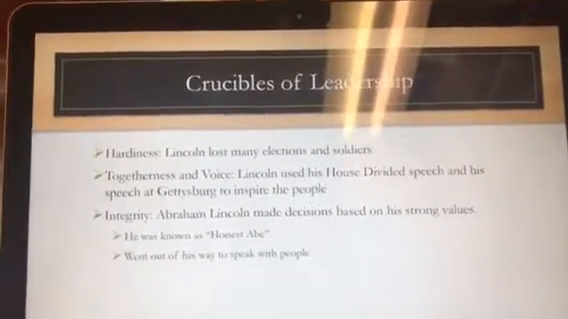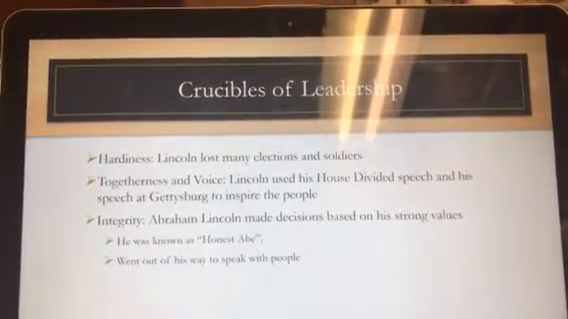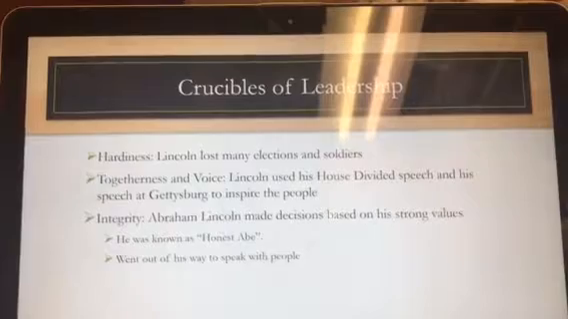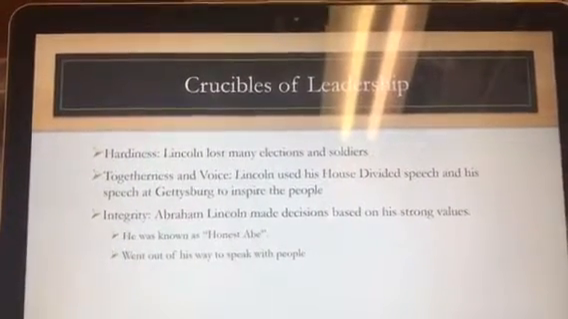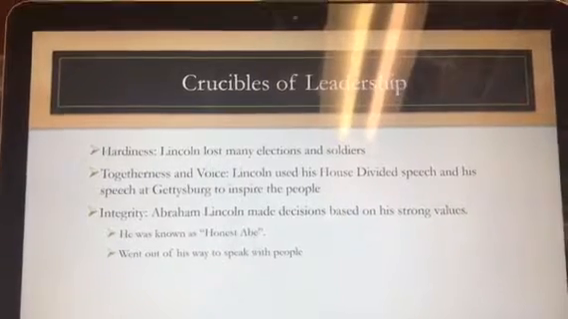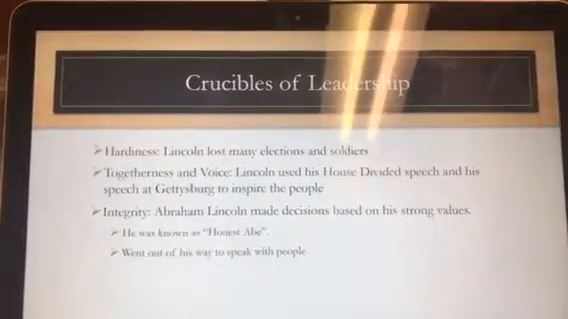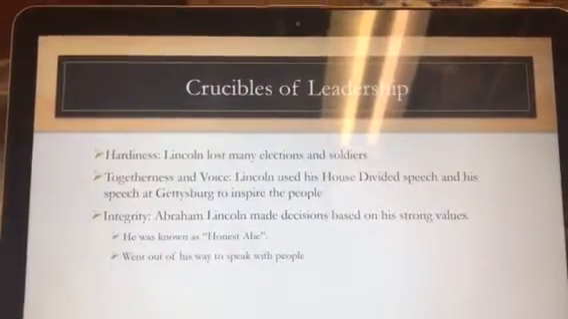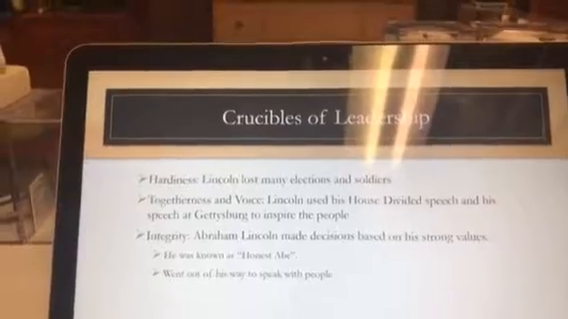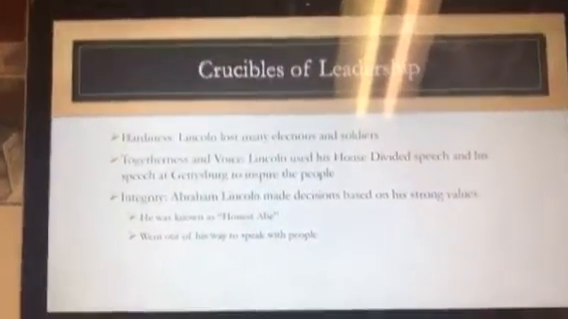Togetherness and voice. Lincoln used his House Divided speech and his speech at Gettysburg to inspire people. He used his compelling voice to bring the people together in the common goal of preserving the Union. Integrity. Abraham Lincoln inspired people, and he made decisions based on his strong values. He was also known as Honest Abe. He went out of his way to speak with people, common people, so their questions could be addressed and they felt heard.